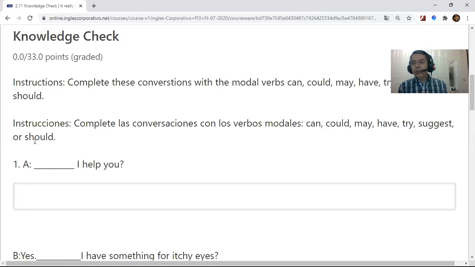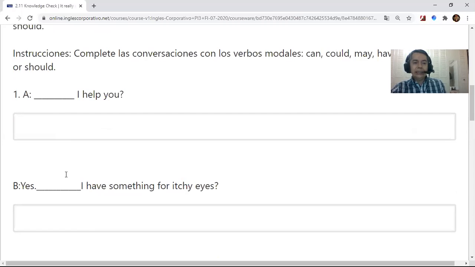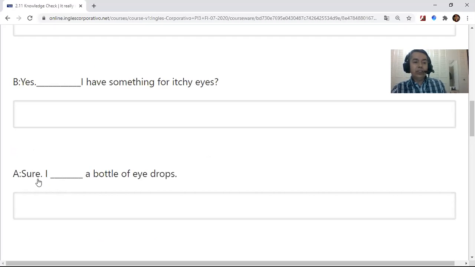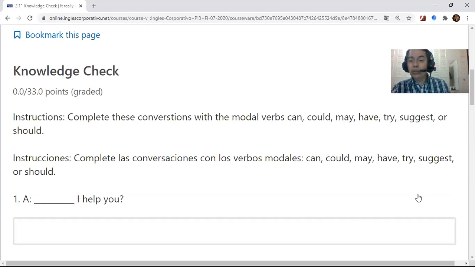Recommendation. Usted le pregunta algo al doctor usando can, could, and may. Y él le responde usando have, try, suggest, or should. Okay? Good. And then it says, yes, I have something for itchy eyes. So in this case, it is a question, right? A petition. So we can use could, can, or may. And then it says, sure, I... this is a suggestion. So in this suggestion, we're going to say, I have, I try, I suggest, or I should.